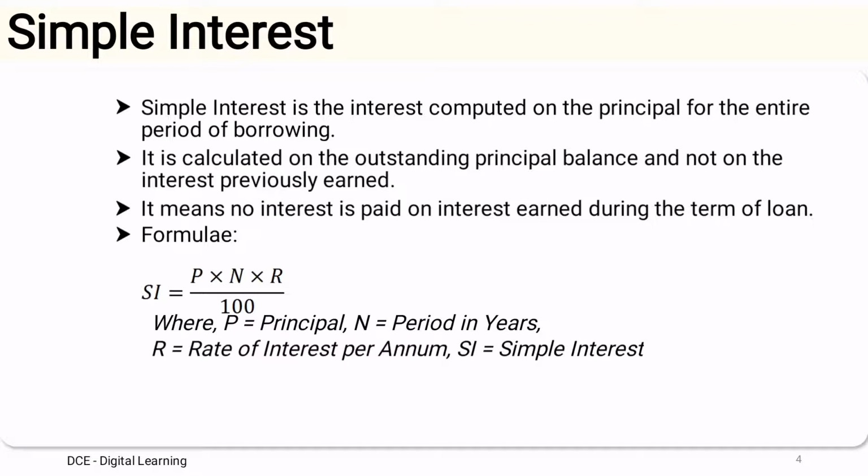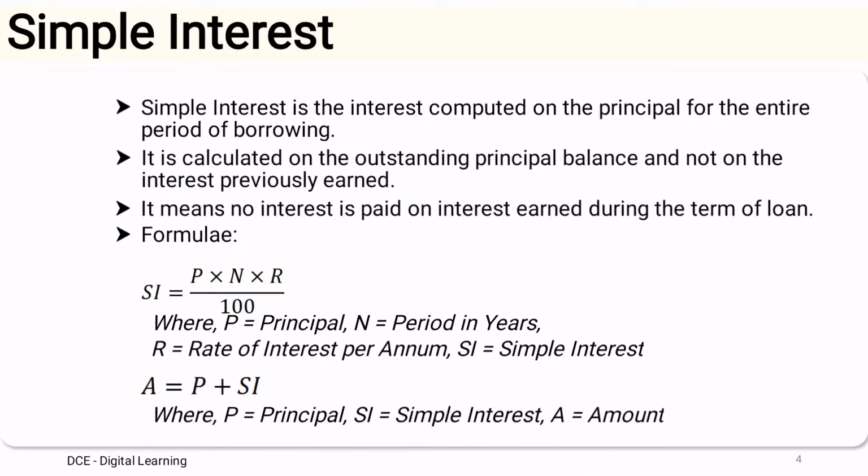Principal means the sum lent or borrowed. N is period in years, the period for which the loan is taken. R is the rate of interest per annum and SI is the simple interest. A equals P plus SI, where P is the principal, SI is the simple interest, A is the amount. Amount is the sum total of principal and interest payable by the borrower to the lender at the end of the period of loan.